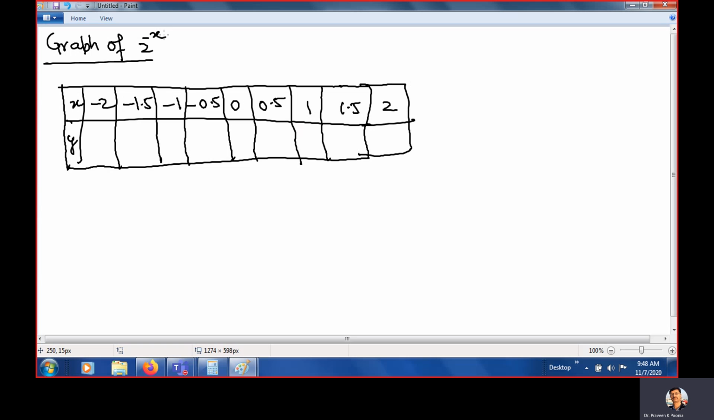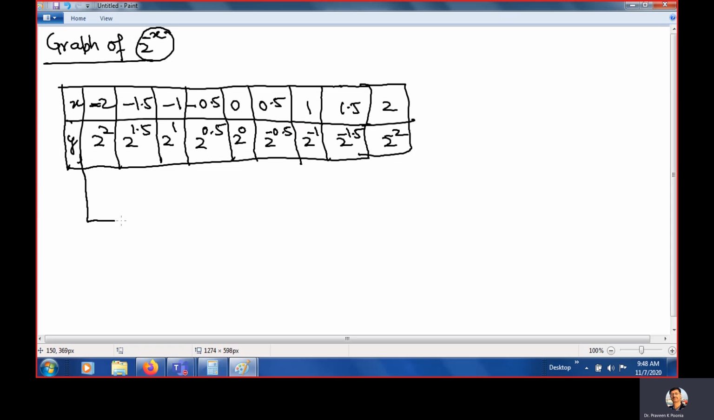Clear? Because here the graph is 2^(-x), so it is 2^0, 2^(-0.5), 2^(-1), 2^(-1.5), 2^(-2) because the function is minus x. And if x is negative, negative times negative is positive. So 2^0.5, 2^1, 2^1.5 and 2^2, because here it is negative and this negative will change into positive.